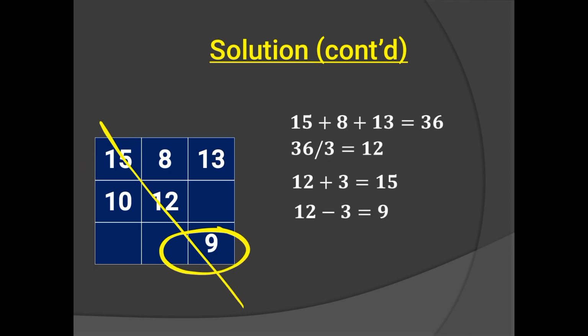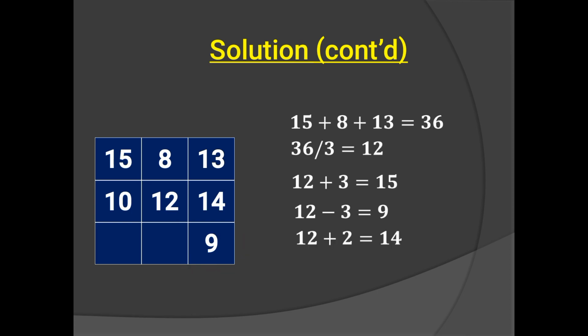So we have it. When we add them, we'll get 36. Okay. Then still we pick the middle number again, and then we deal with it. We are done with 3, so we go to 2. So 12 plus 2 is 14.